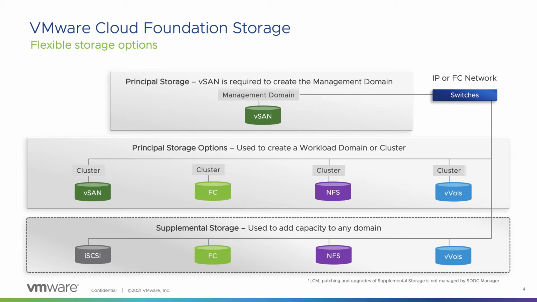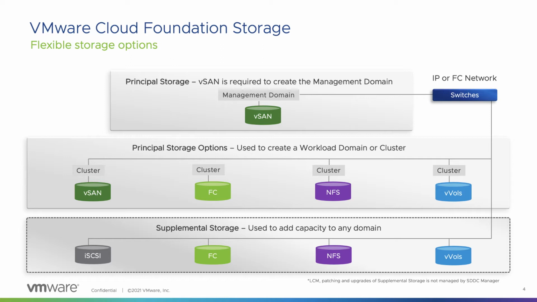Supplemental storage, often referred to as external storage, is the second storage type defined by Cloud Foundation. Whilst principal storage is used when configuring a workload domain or cluster, supplemental storage can be used to add storage capacity to any domain or cluster, including the management domain. Supplemental storage is supported by vSphere mainly for data at rest, such as virtual machine templates, backup data, and ISO images. It's not used for running workloads.